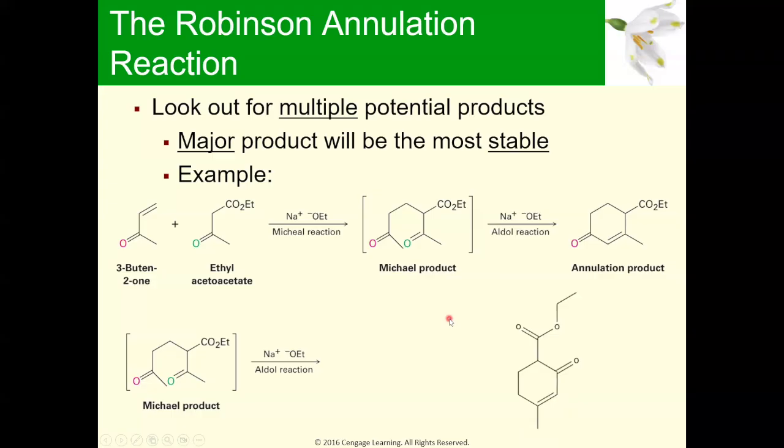Oh yeah, here it is. I did draw this nicely, so let me bring it up. This is the other potential product. Again, it's the same idea that the ester group and the ketone group are right next to each other. In this case, here the ester group and the ketone group are directly across from each other.